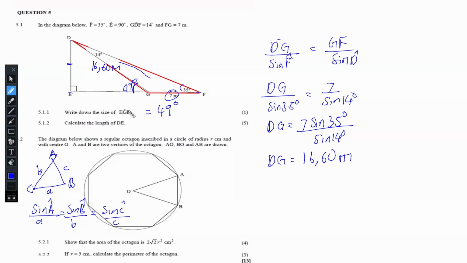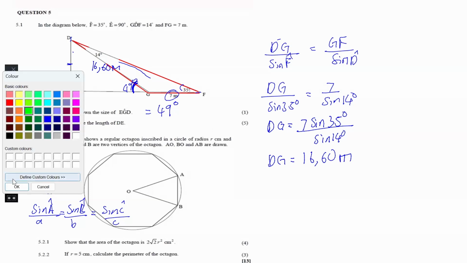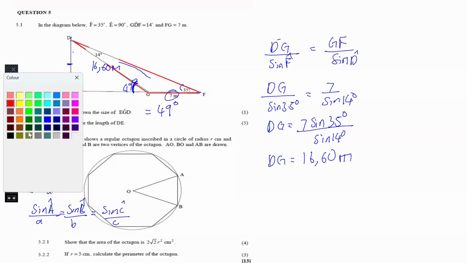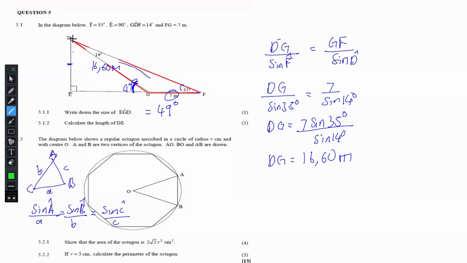But then remember, I'm looking for what? I'm looking for the size of DE. At this point here, if I were to consider this angle here, this is a right angle triangle, right? So let me mark out this. So now we are looking at this right angle triangle here, DEG.